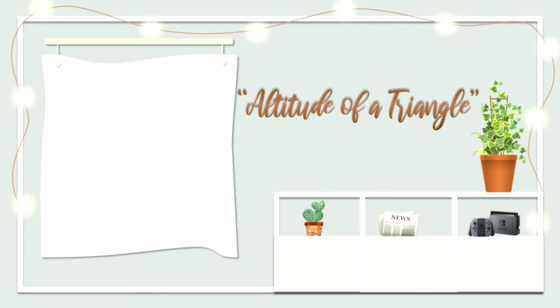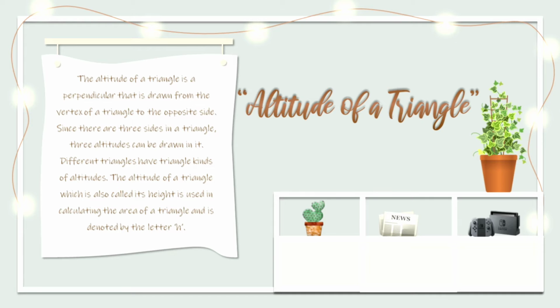The altitude of a triangle is a perpendicular that is drawn from the vertex of a triangle to the opposite side. Since there are three sides in a triangle, three altitudes can be drawn in it. Different triangles have different kinds of altitude. The altitude of a triangle, which is also called its height, is used in calculating the area of a triangle and is denoted by the letter H.